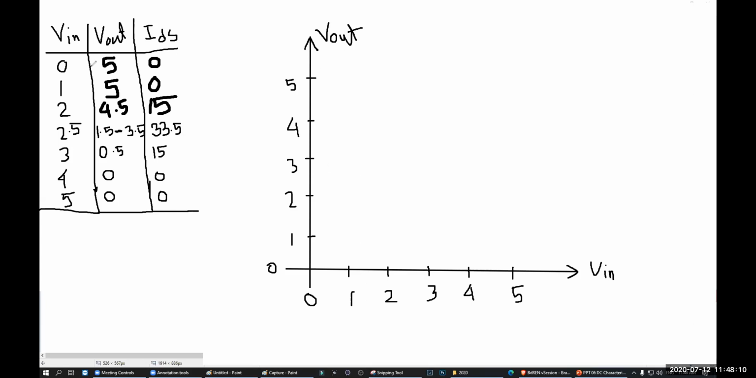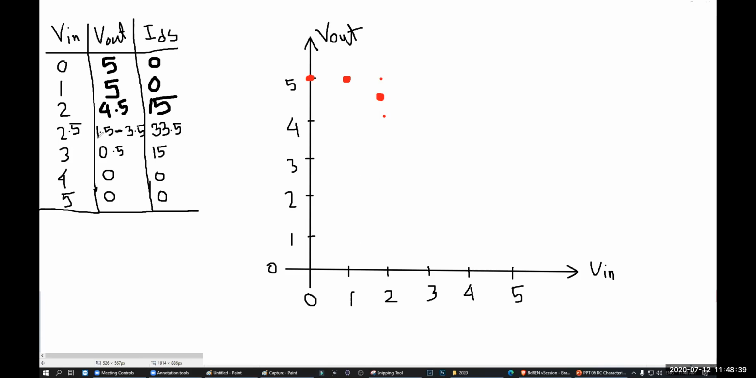Okay, for 0, the value is 5, right? So I'm going to dab a point. Okay, for 1, what is the value? For 1, the value is 5. For 2, the value is 4.5. This is 2. So this is 4. This is 5. This is 4.5. So I can call it 4.5.